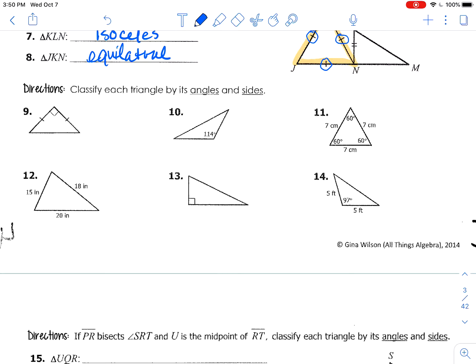Okay, so let's take a look at each of these. Take a minute, pause the video, write them down, and then check back with me. This first one, right angle, right triangle. We have two congruent sides, so that is an isosceles. We are classifying both by angles and sides. Okay, so first up on number 10, we have an obtuse.